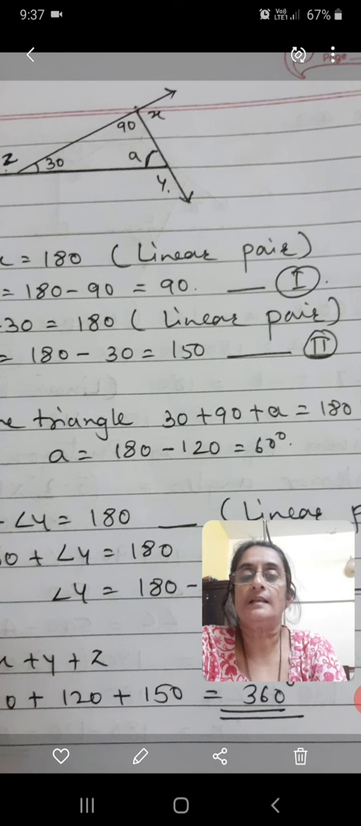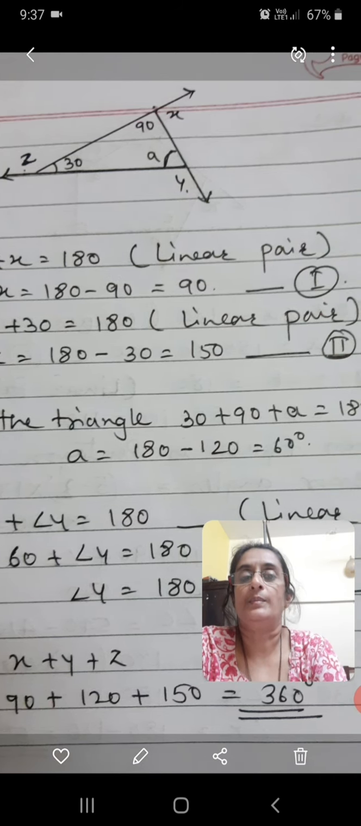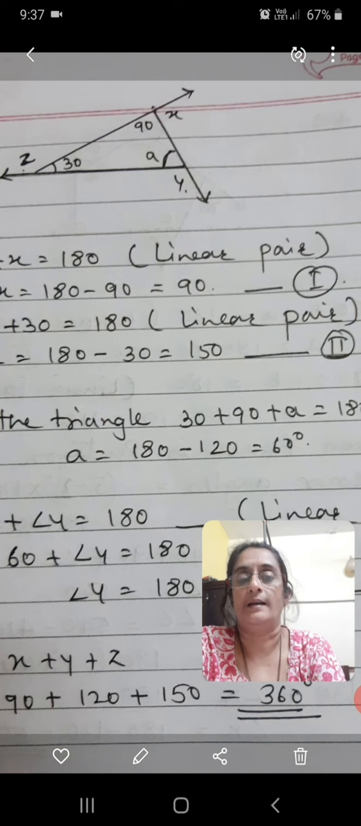Now using that angle sum property, we are going to find out the interior angle of the triangle, that is 30 plus 90 plus A is equal to 180 degrees. A value is 60. That is the interior angle of that triangle. Now using A you can find out Y, because A and Y are linear pair.